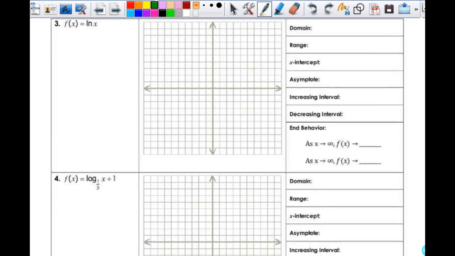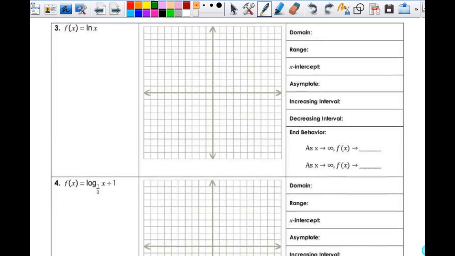All right. So f of x equals the natural log of x. So we're going to rewrite that in exponential form. What's the base here? E. E to the y power equals x.